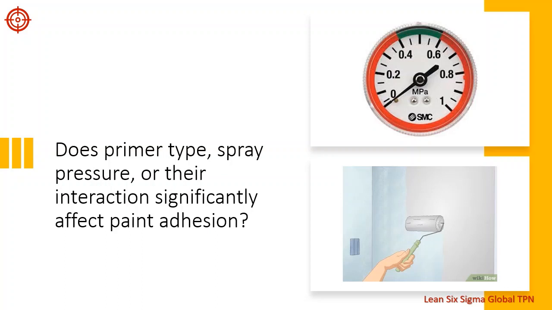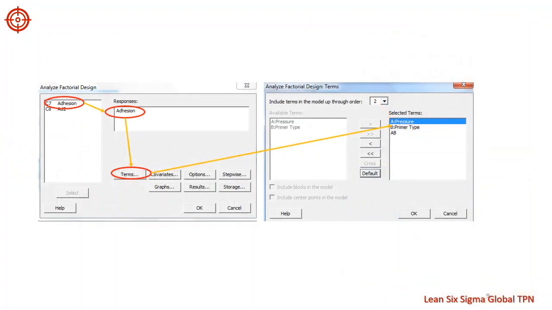To study the effects of the two factors and their interaction on the adhesion of the paint, we employed a two-level full factorial design. In this activity, we'll walk through the steps to analyze these designs in Minitab. First, we need to specify the column containing the observed measurements, so we enter adhesion in responses. Next, we click Terms. We need to specify the model we want to fit. To study the effects of both factors and their interaction, we can accept the default model, which includes the main effects for the primer type and pressure, and the interaction term primer type by pressure. Then we click OK.